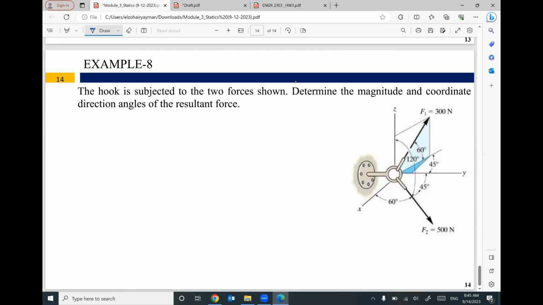Did I solve this problem before? Example number 8? I think I did not.